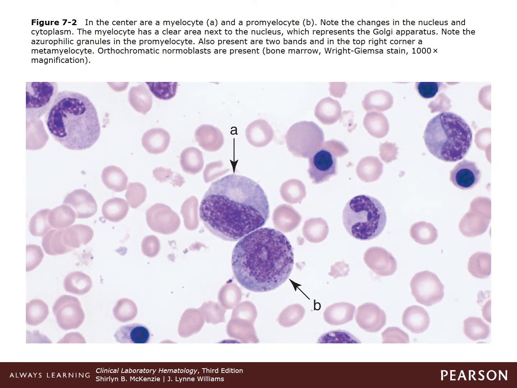Here is an image of the neutrophil in various stages of maturation, where in A you can see that the image is a myelocyte, and in B you can see a higher nucleus to cytoplasm ratio and those large primary granules from the promyelocyte.